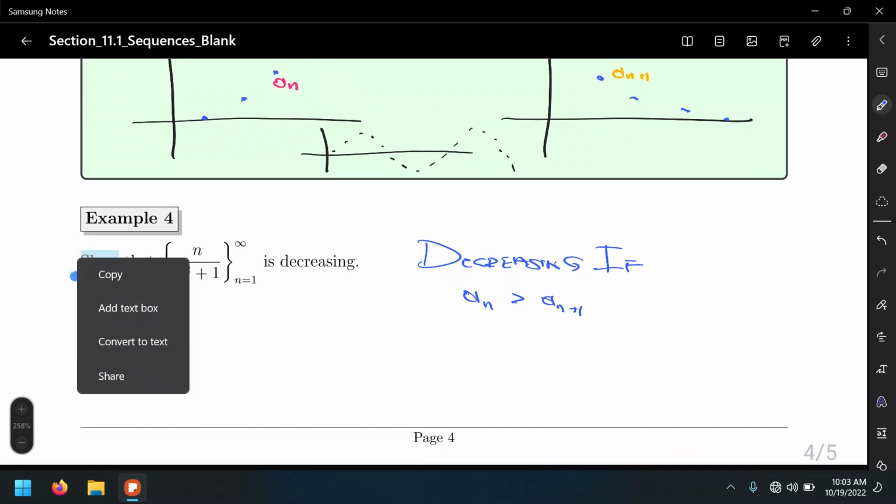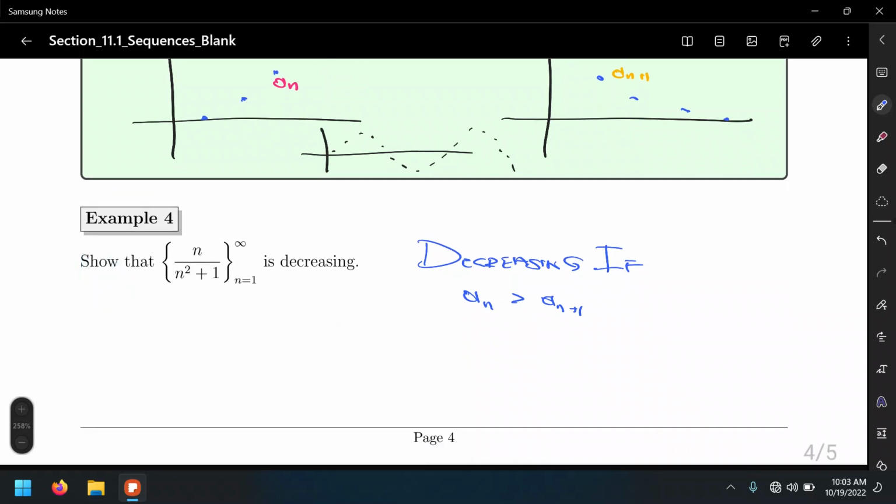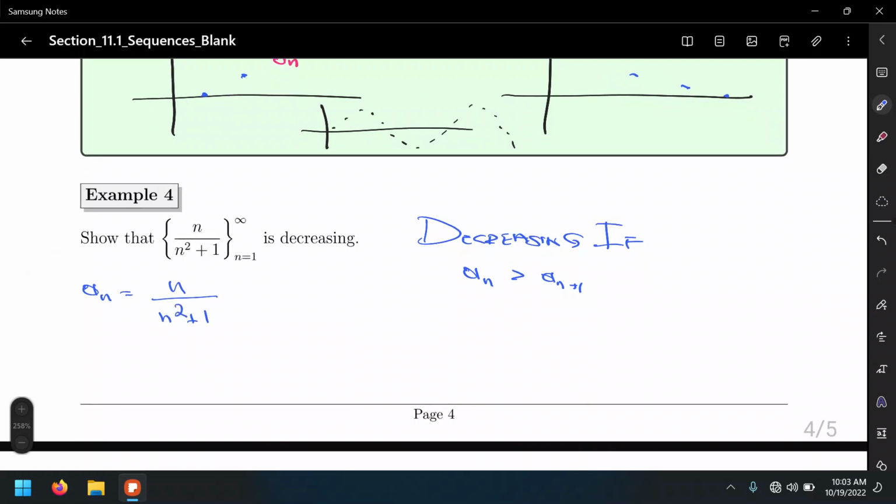So we need to define a sub n, which, by the way, is given. That's n over n squared plus 1. And we need to determine a sub n plus 1. That is, we are going to replace every instance of n in the original sequence with n plus 1. n plus 1 over n plus 1 squared plus 1. So we got both the a sub n and the a sub n plus 1.